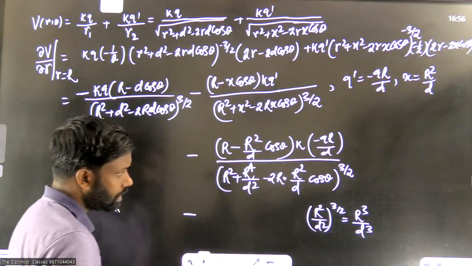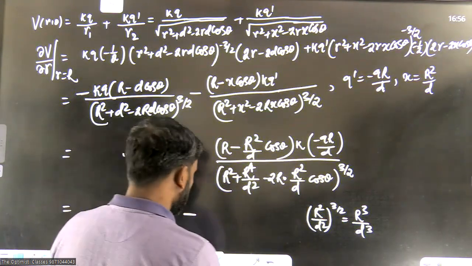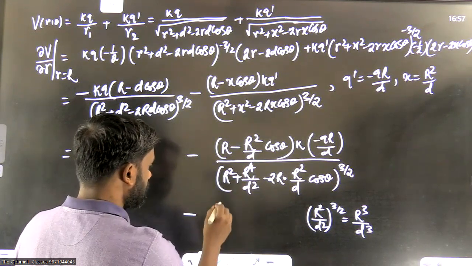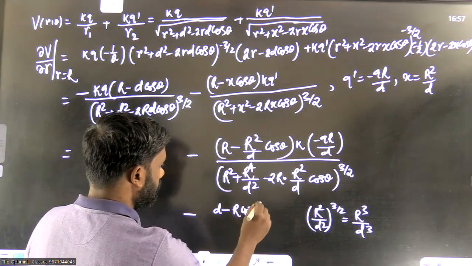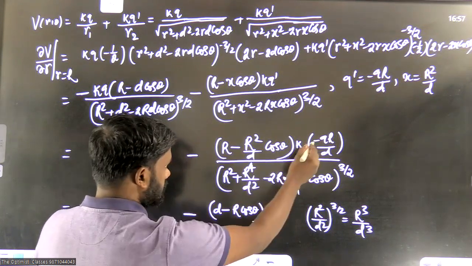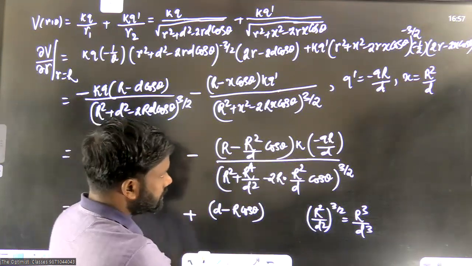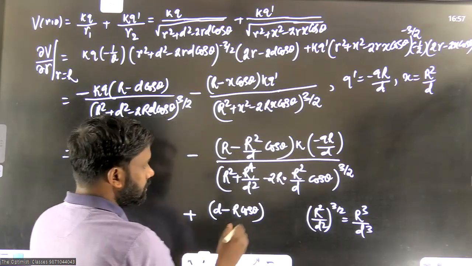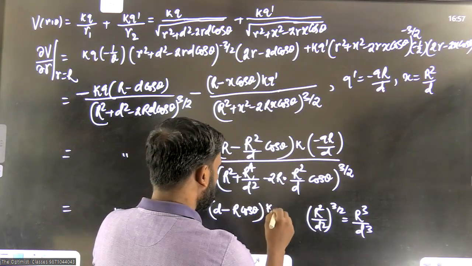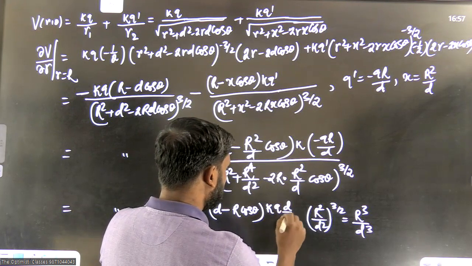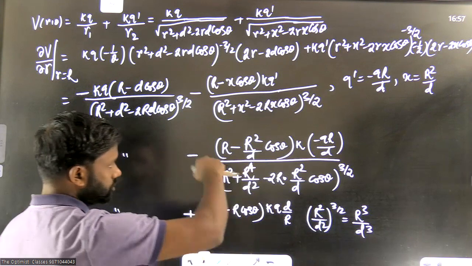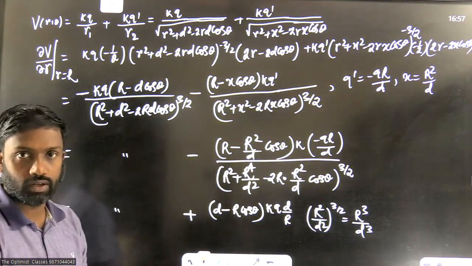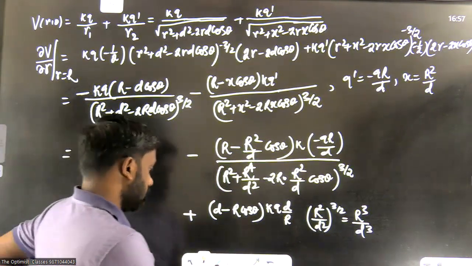So finally, I think we are going to something like this. After taking LCM here, you will get d minus here r and cos theta. And there is minus sign and this minus, so this will become plus. And here we will get kq into d by r. Because from denominator, we are going to get this r cube by d cube. So one d cube will come in the numerator. That's what we are going to get.